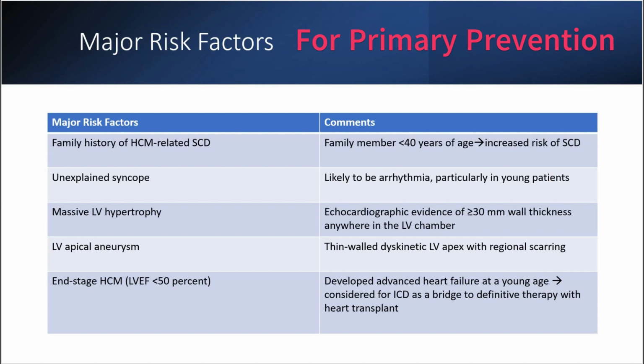ICD is indicated if a patient has at least one of these major risk factors. These major risk factors include family history of hypertrophic cardiomyopathy related sudden cardiac death, especially if the family member was less than 40 years of age. That gives the patient an increased risk of sudden cardiac death.